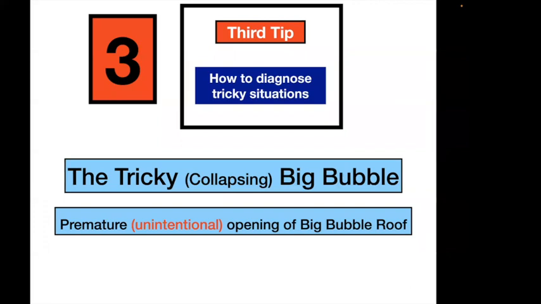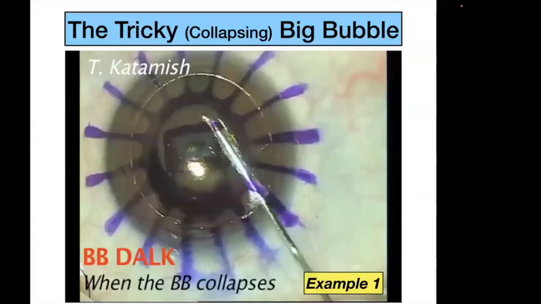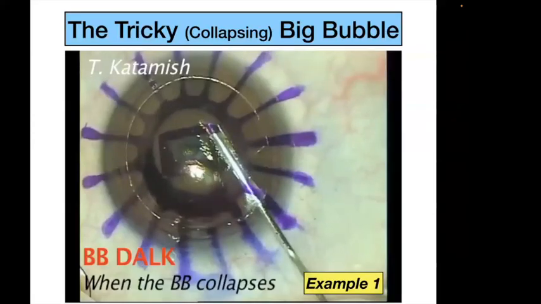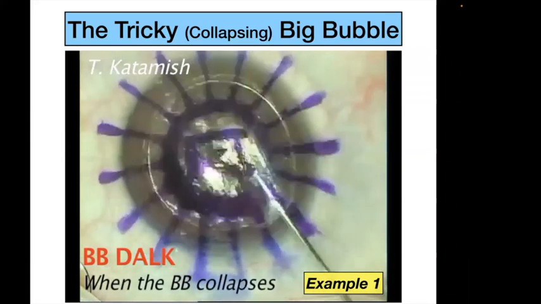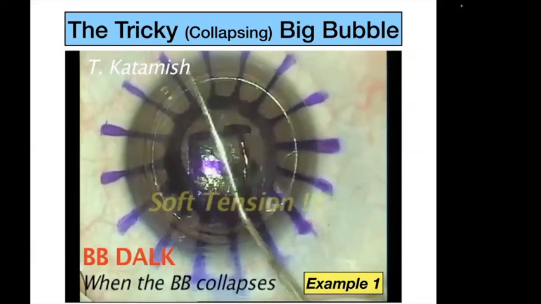The third group of tips, what we call the tricky situations. We have two tricky situations, what we call the collapsing big bubble and the premature opening of big bubble roof. So watch carefully this example. You see, this is the big bubble. I will show it again in slow motion. Watch carefully.